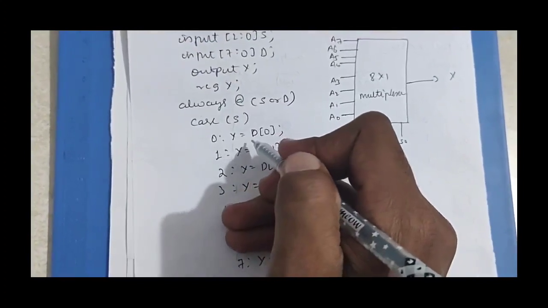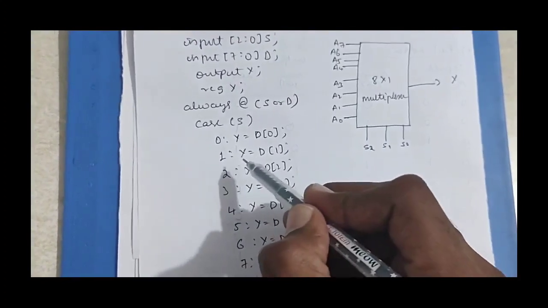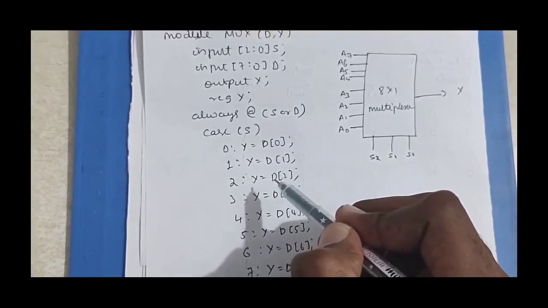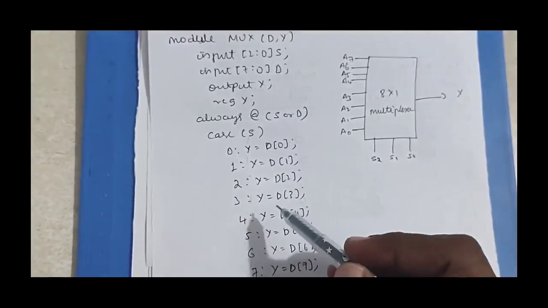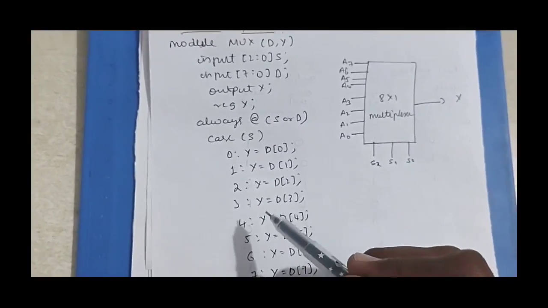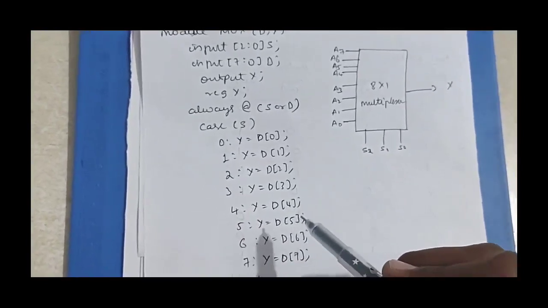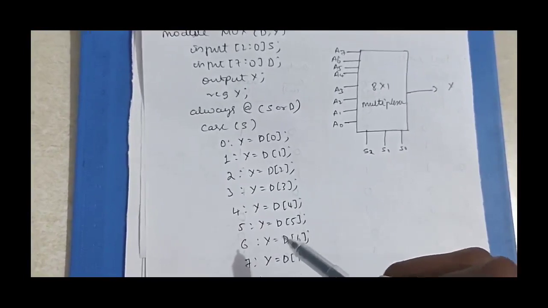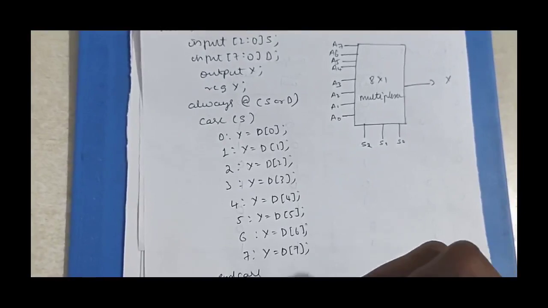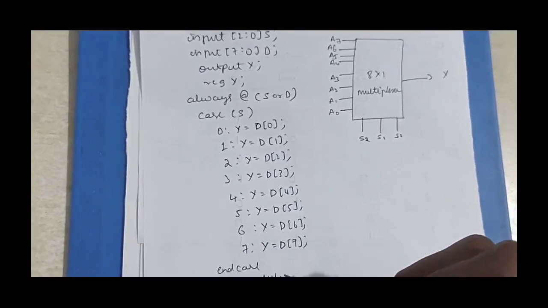If s equals 0, then y equals d[0]. If s equals 1, then y equals d[1]. If s equals 2, then y equals d[2]. Likewise y equals d[3] for s equals 3. If s equals 4, then y equals d[4]. If s equals 5, then y equals d[5]. If s equals 6, then y equals d[6]. If s equals 7, then y equals d[7]. Here the program ends with end case, and to terminate it, end module.